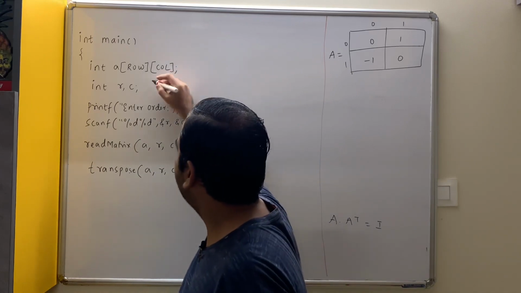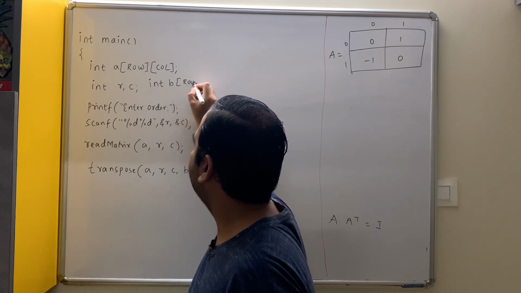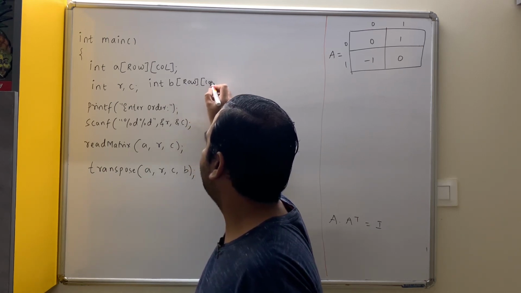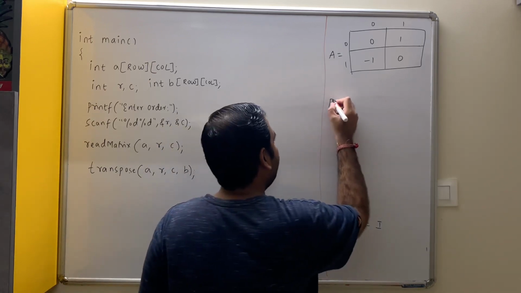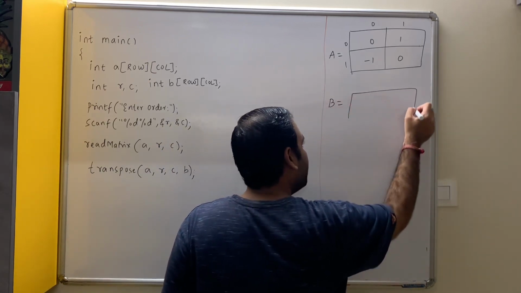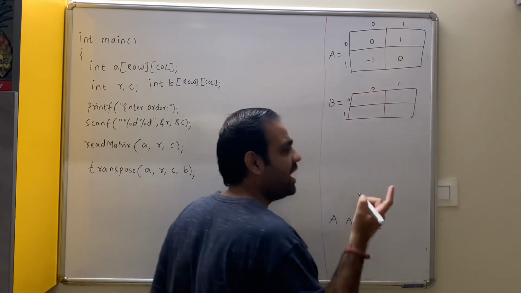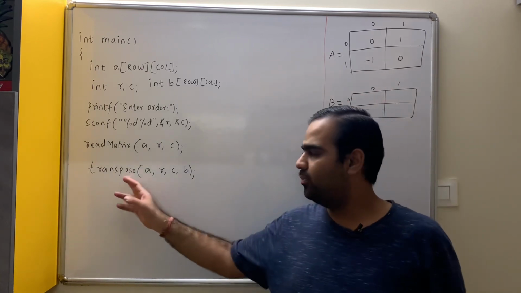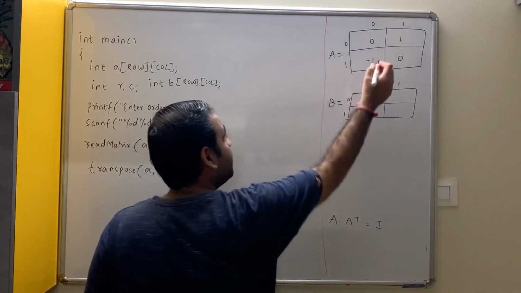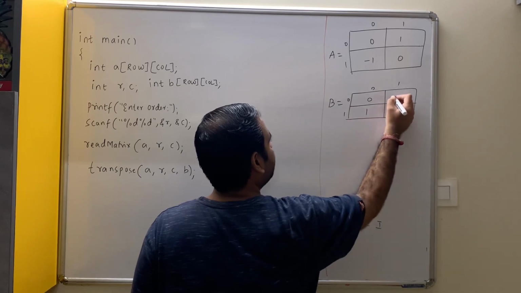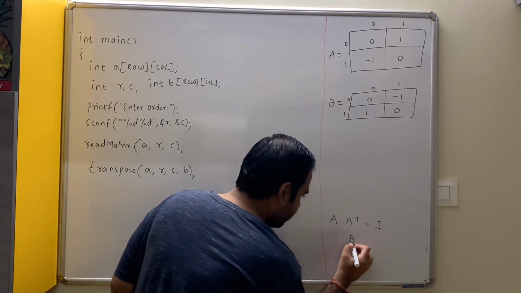Therefore, I need to declare one more matrix here, int B of row column. Now what will happen? Another matrix B will be created, which is nothing but A transpose, and I have already written the function for transpose. The link I will give in the description section. Now you take each row and write it in each column. Now this A transpose is nothing but B.